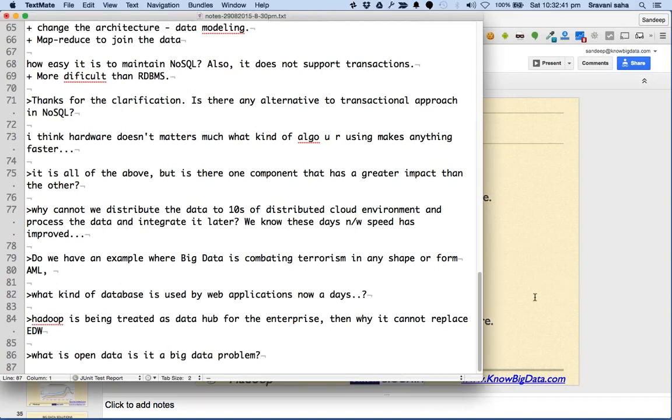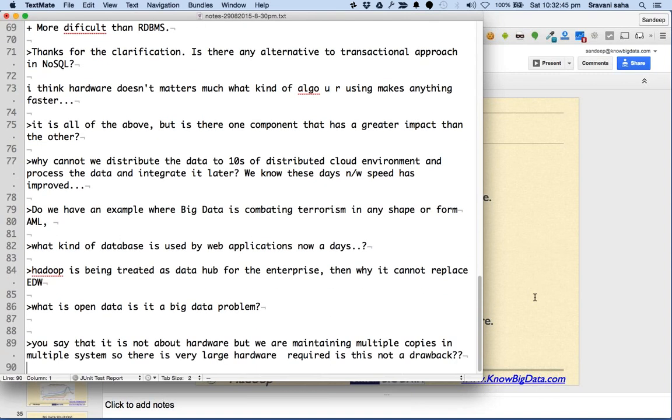So Mank is saying, you say that it's not about hardware. We are maintaining multiple copies in multiple systems, so there is a very large hardware requirement. Is this not a drawback? So yes, here the value of data is very important. Whenever you want a backup of the data, you would definitely need to keep it on different machines. The overall objective is to provide great reliability, scalability, and accessibility. In order to do that, we will have to maintain multiple copies, and we'll go into individual examples, and only then will these sentences make sense.